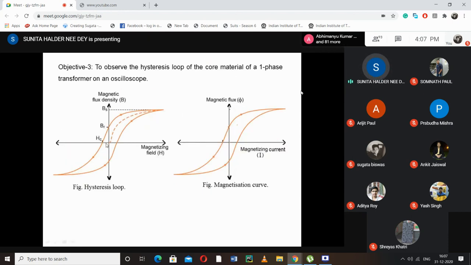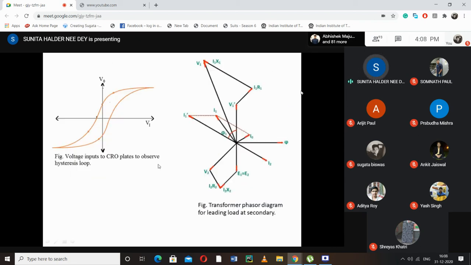Then, if we want to observe this in an oscilloscope, we have to put some voltage proportional to phi on the y-axis and some voltage proportional to the magnetization current on the x-axis. Why voltage? Because the oscilloscope does not understand anything more than voltage. So we have to find out which voltages to use. Now, the magnetization voltage we have already got, that was V12.